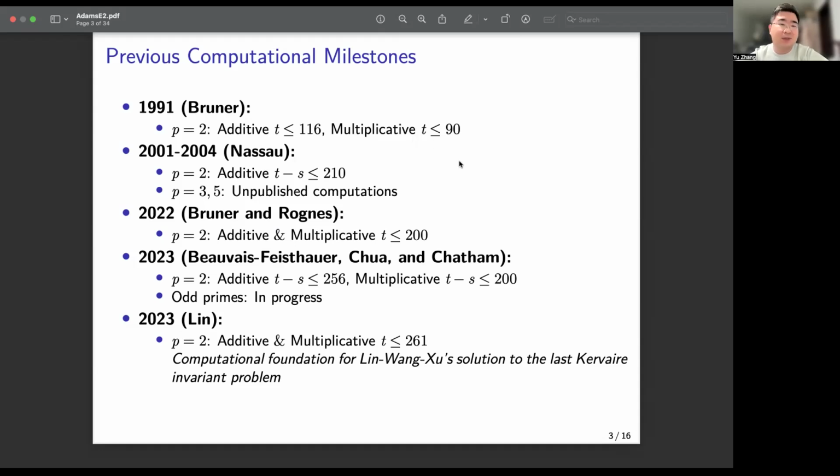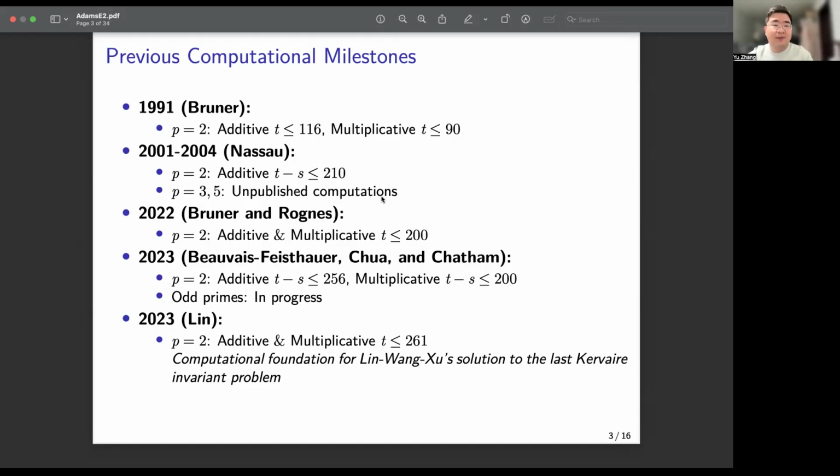By the way, I should mention that there are certainly many other structures on the Adams spectral sequence that are interesting and useful and have been studied. But just for the purpose of this talk, we just focus on the additive and the multiplicative structures of the E2 page for this moment. And around 2000, Christian Nassau extended the computation to stem over 200, 210. And Nassau also has unpublished work for odd primes.